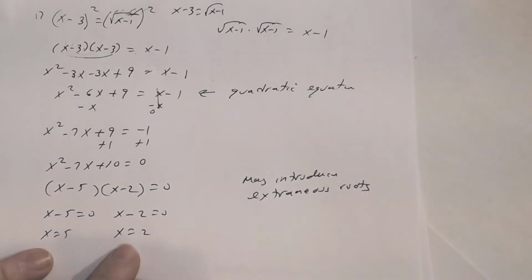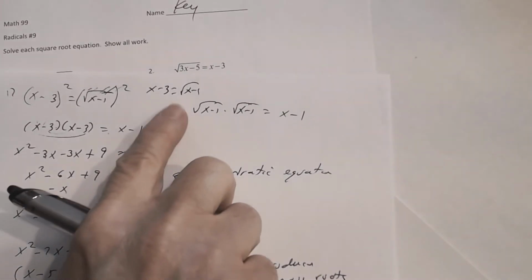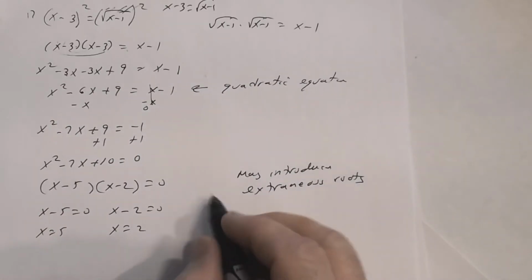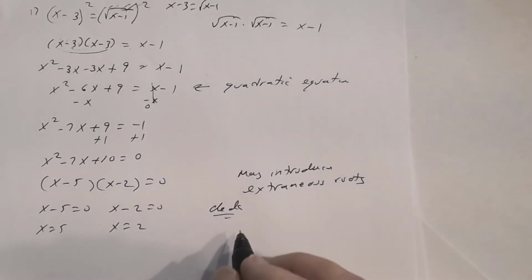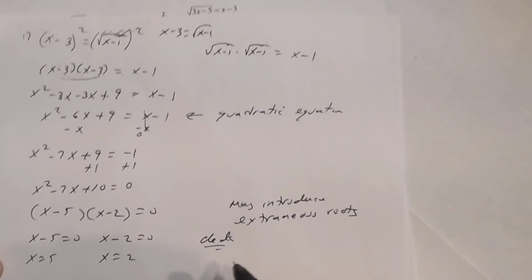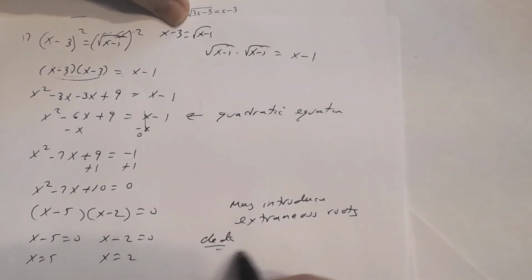Either both or one could be false solutions. They may not be solutions to the original, so you've got to check. And you've got to show that work. You've got to show that you checked this. That's part of the process. Okay, so here's the original. Let's check the first one.